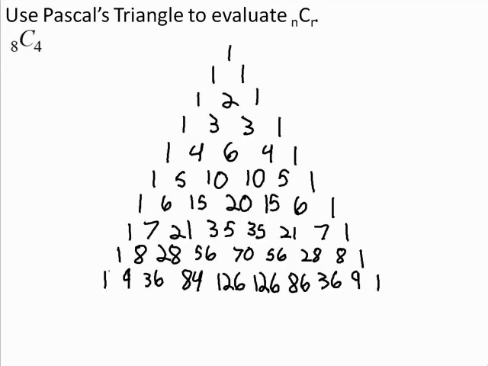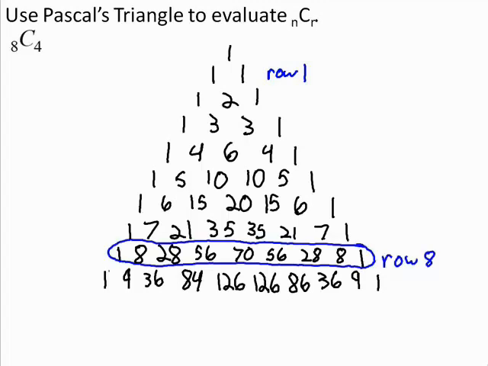Use Pascal's triangle to evaluate nCr for 8C4. Start by drawing Pascal's triangle. 8C4 is the fourth entry in the 8th row. Start by finding the 8th row. Note that row 1 is second from the top. Row 8 is 7 rows below this. Now find the fourth entry. The 1 on the end does not count, so 8 is the first entry, 28 is the second entry, 56 is the third entry, and 70 is the fourth entry. So 8C4 is equal to 70.